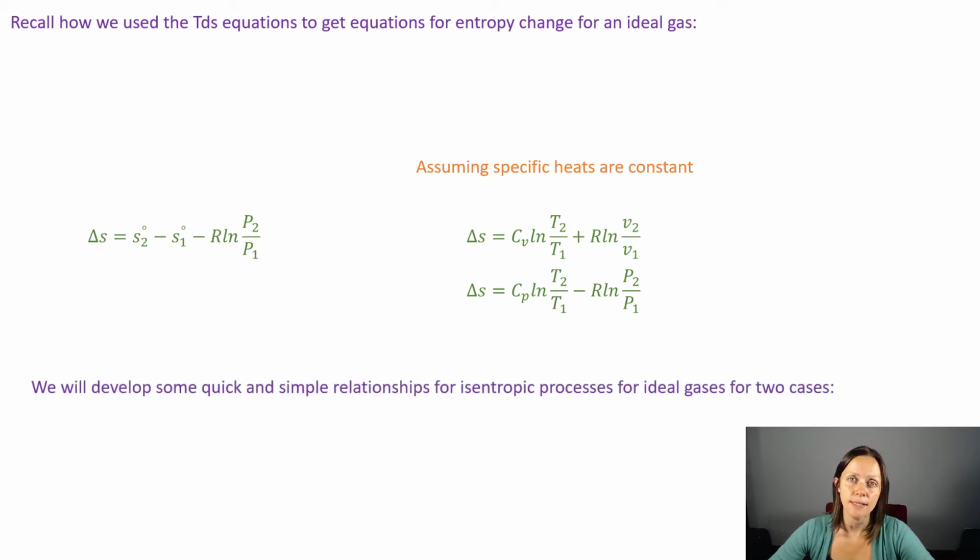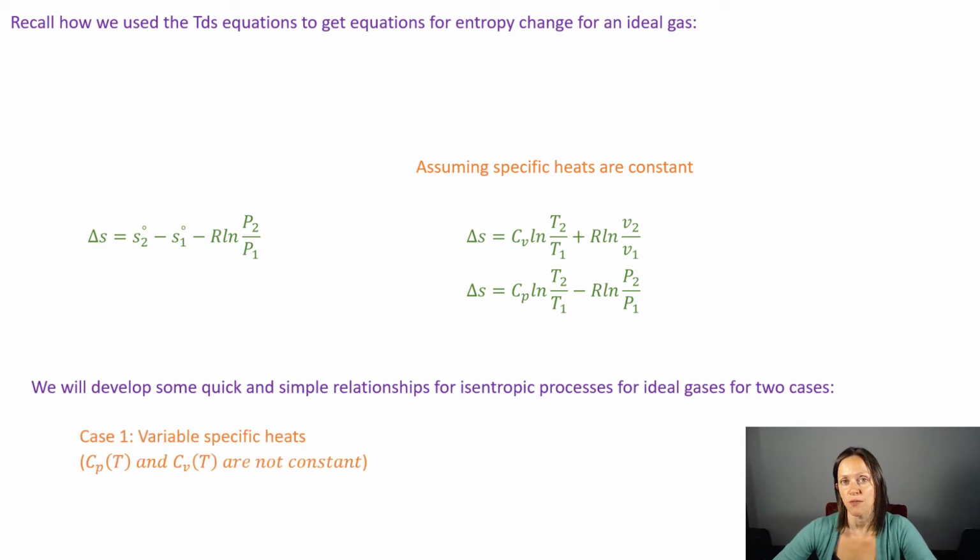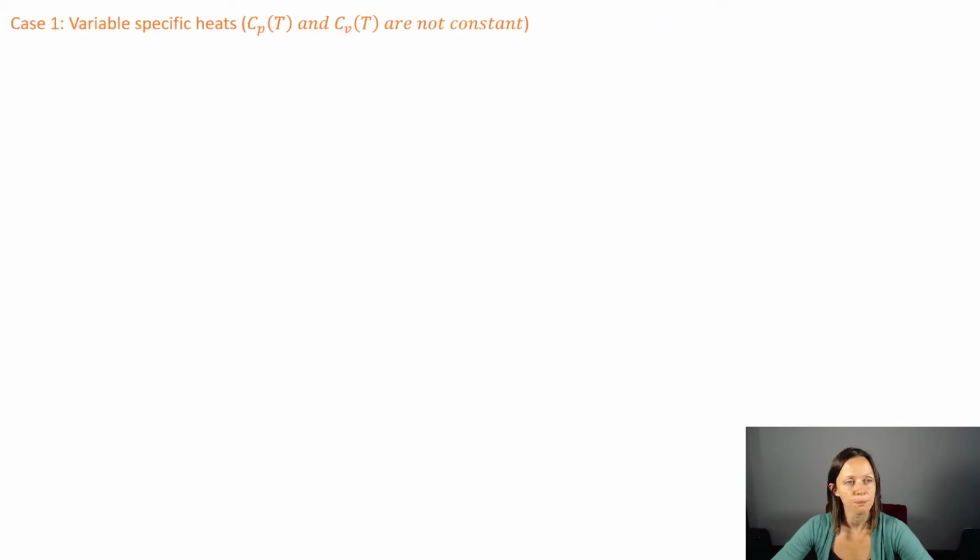We're going to manipulate these to get some nice convenient relationships for ideal gases undergoing isentropic processes. And we're going to consider two cases, one where we don't make the assumption that specific heats are constant and one where we do. So let's take the one where we don't make the assumption that specific heats are constant.